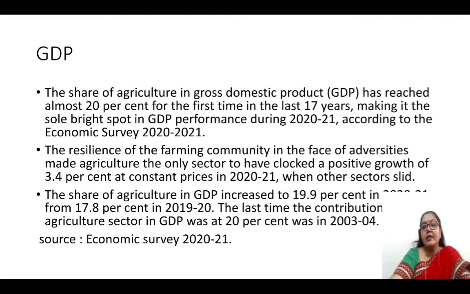And the share of agriculture to GDP has also increased from 17.8% in 2019-20 to 19.9% in 2020-21. The last time the contribution of the agricultural sector to GDP was about 20% was in 2003-2004. So we find that this is a very positive happening in terms of agriculture.